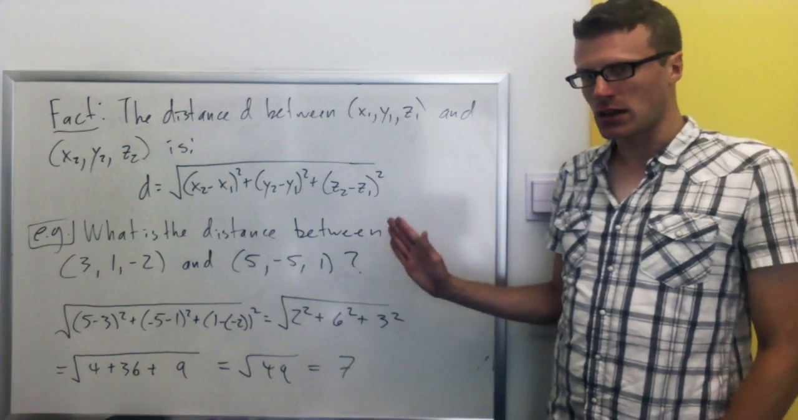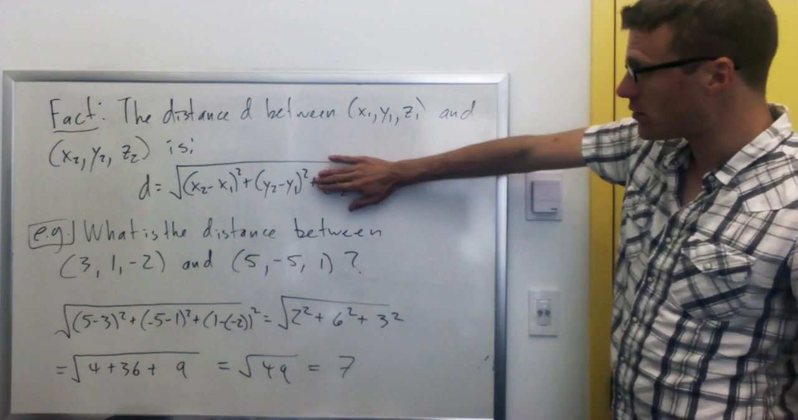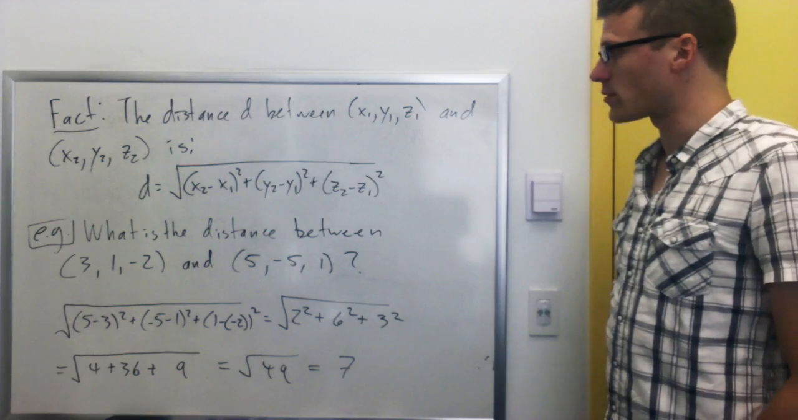This looks a lot like the regular old distance formula for 2 dimensions. In 2 dimensions, it looks like this. We just get rid of the z components. Here, we just throw that in.